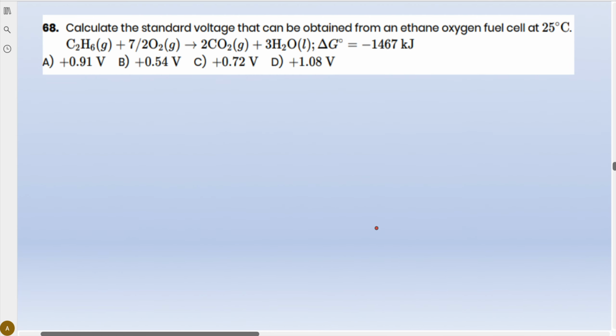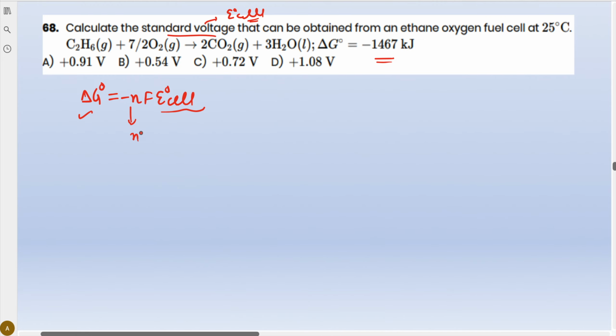Delta G value is given to you, the standard voltage is to be obtained from an ethane fuel cell. C2H6 is oxidized using oxygen, and you will get CO2 and H2O. Delta G, the free energy, is given to you, and the standard voltage that can be obtained. Voltage means you should find the E0 cell value, calculate for this. Delta G and E0 cell, you know, delta G naught is equal to minus nFE0 cell. This is the equation you can calculate using. So the delta G value is given to you, and E0 cell you need to calculate.